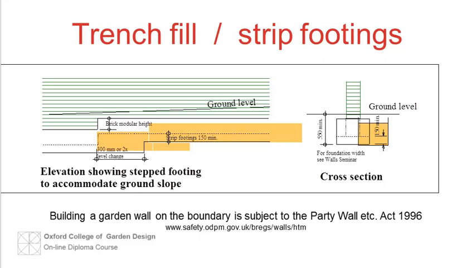To accommodate sloping ground economically, step footings should change height in modules of brick or block heights. Each step of concrete should be horizontal and should overlap each other by at least twice the change in level, as shown on the screen.